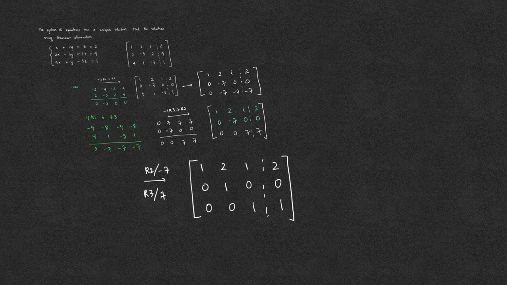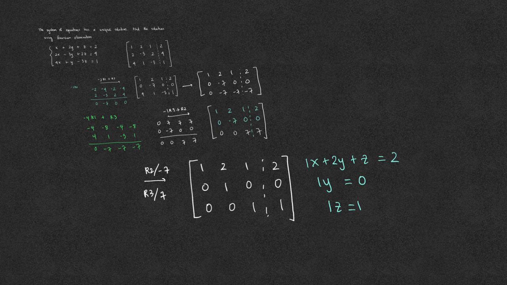This is now a row echelon form. The row echelon form is an equivalent of the triangular matrix. The third row tells us that 1z equals 1. The second row tells us that this is 0x plus 1y plus 0z equals 0. And the first row tells us that this is 1x plus 2y plus 1z equals 2.